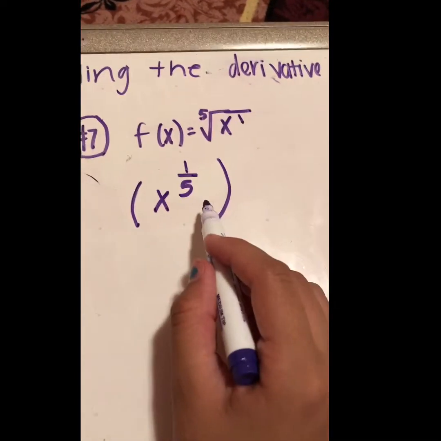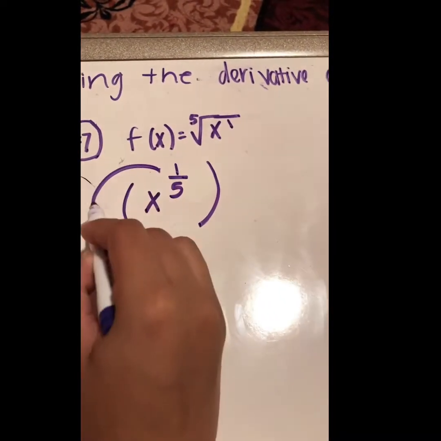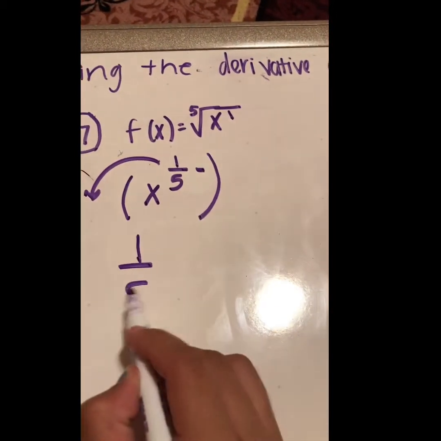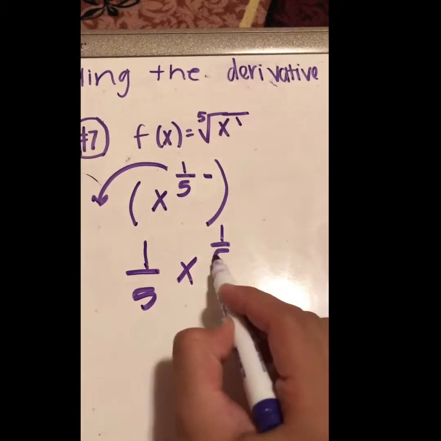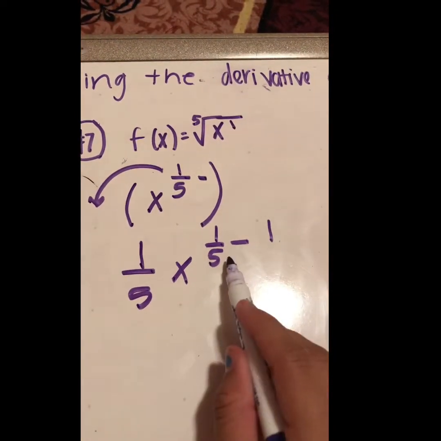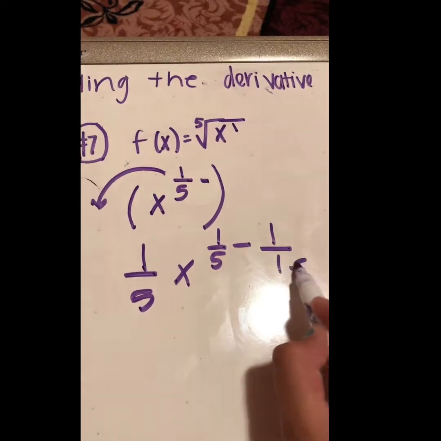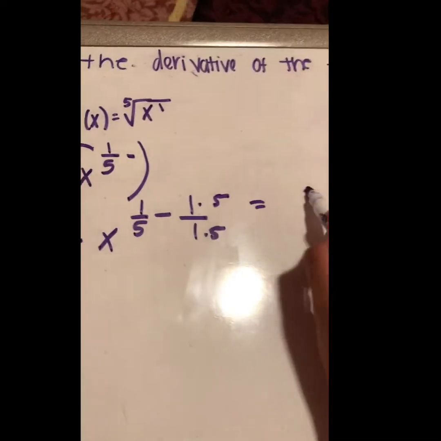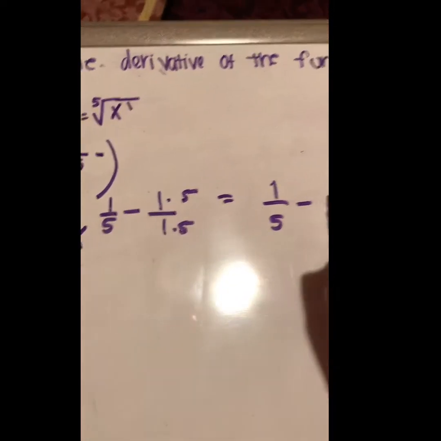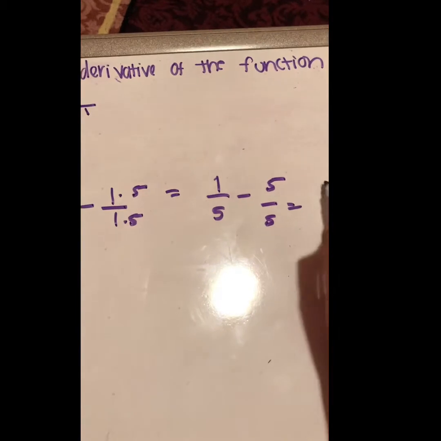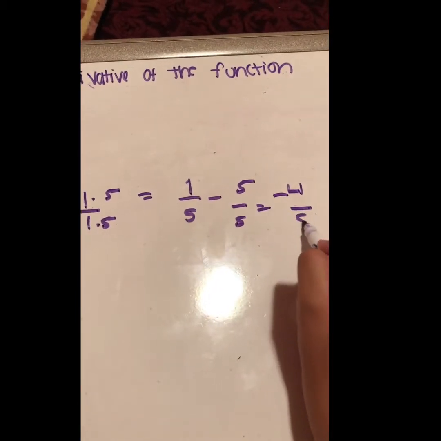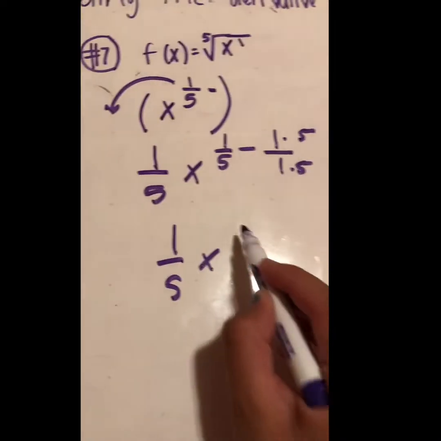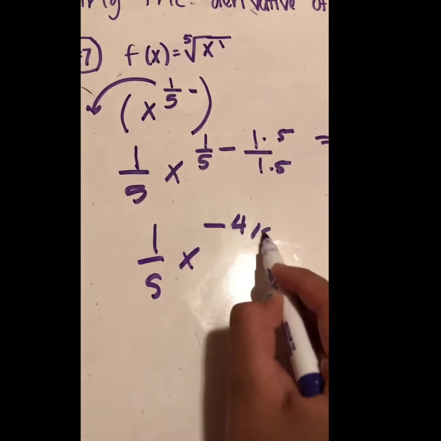And now we can apply the power rule to this. So we move this to the front, and then we do the subtraction of the exponents. So we can do that right here: 1/5 x to the 1/5 minus 1. But we have to find the LCD, so then we multiply by 5, and what we do to the bottom, we do to the top. So then we have 1/5 minus 5 over 5, which would give us negative 4 over 5. And when we write that, we would have 1/5 x to the negative 4 over 5.